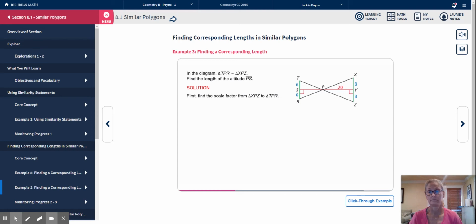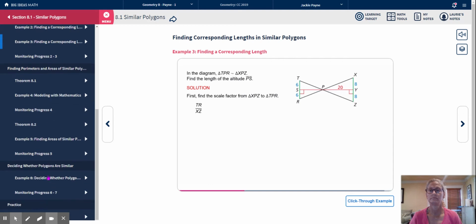So the scale factor from triangle XPZ to triangle TPR is equal to TR divided by XZ. By the segment addition postulate, TR is equal to TS plus SR, which is equal to 6 plus 6. XZ is equal to XY plus YZ, which is equal to 8 plus 8. Add, and 6 plus 6 is equal to 12, and 8 plus 8 is equal to 16. Simplify, 12 divided by 16 is equal to 3/4.